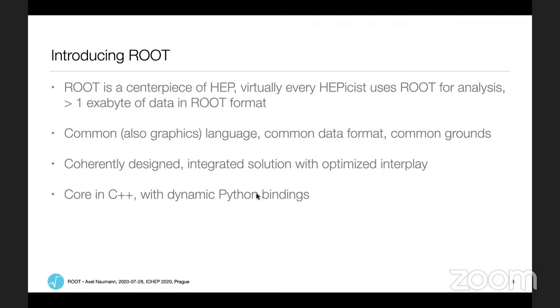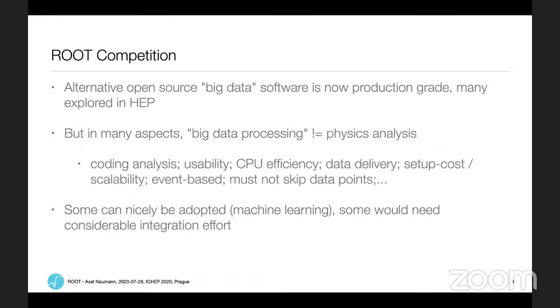It's coherently designed. The different parts are aware of each other, which allows an optimized interplay. For example, the IO is at the foundation of everything, and things are trying to be optimal with respect to the IO. The core of ROOT is in C++, but it has dynamic Python bindings giving access to all its interfaces. And these bindings are not only used for ROOT. Whenever you use Python with experiment frameworks, very often it's these Python bindings that work there.